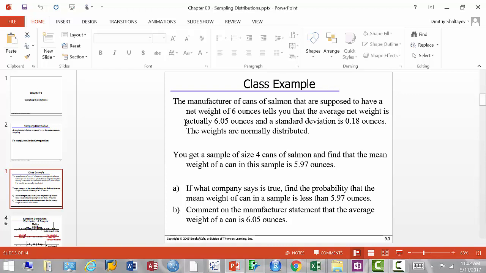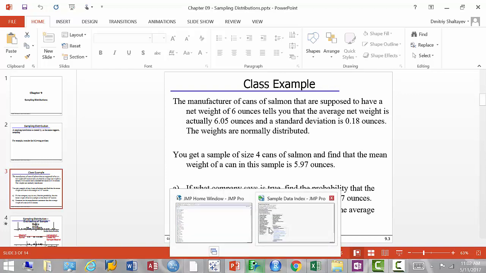Okay, average net weight is 6.05. So they're kind of giving away a little bit extra for every can, right? And there is a standard deviation of 0.18 ounces, and the weights are normally distributed. So in other words, here's what he's telling you.